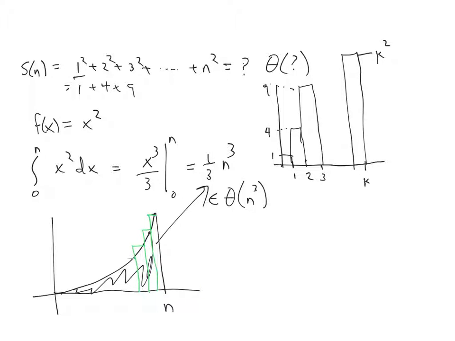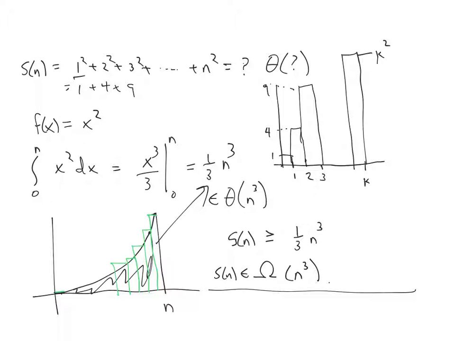So what we've actually proven, if you're careful, is that my sum of squares is actually bigger. It's the green rectangle area. It's actually bigger than 1/3 n cubed. So that shows S of n is in big omega of n cubed. And what about the other direction? Well, the other direction is easy like it was before.